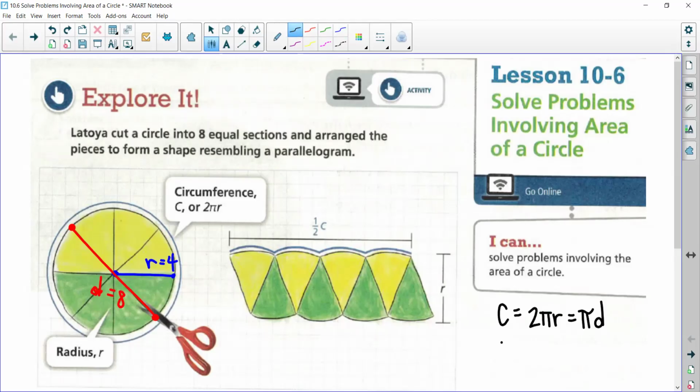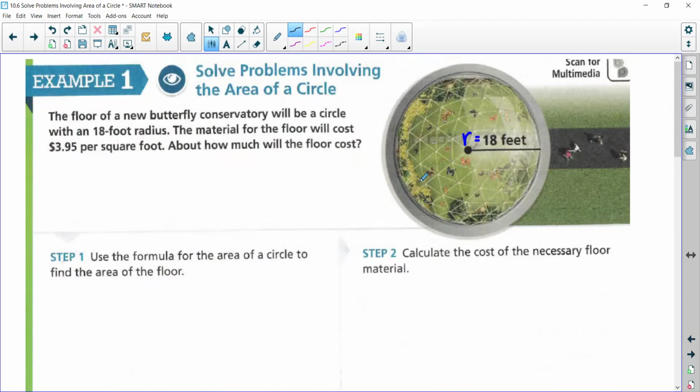Today, we're going to be working with area. Area of a circle is equal to pi times radius squared. So another formula dealing with circles, but this one does area. Remember, pi, in a lot of cases, we're going to use pi equals 3.14, but 22 over 7 can also be used. So we have a new butterfly conservatory will be a circle with an 18-foot radius. The material for the floor, so they're putting a new floor in here, it's going to cost $3.95 per square foot. About how much will the floor cost?